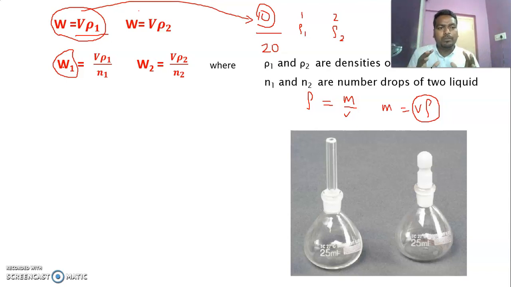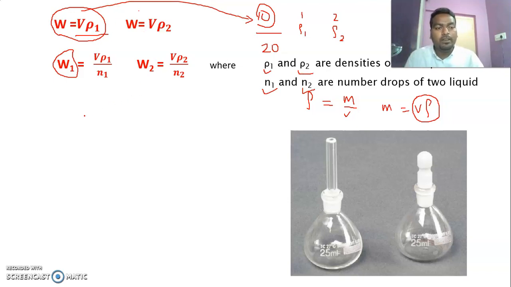The number of drops of that volume can be calculated with the help of a stalagmometer. By using a stalagmometer, you can calculate the number of drops produced by that liquid. You know that if the surface tension is different, the number of drops produced by the two liquids is different. That's why N1 and N2 are the number of drops of liquid 1 and liquid 2. And we have taken two different liquids, that's why the density is different. Rho 1 and rho 2 are the densities of liquid 1 and liquid 2, and we have taken equal volume, that's why V is the same.